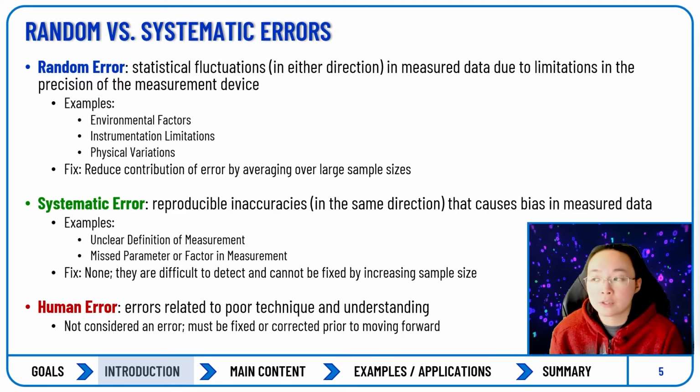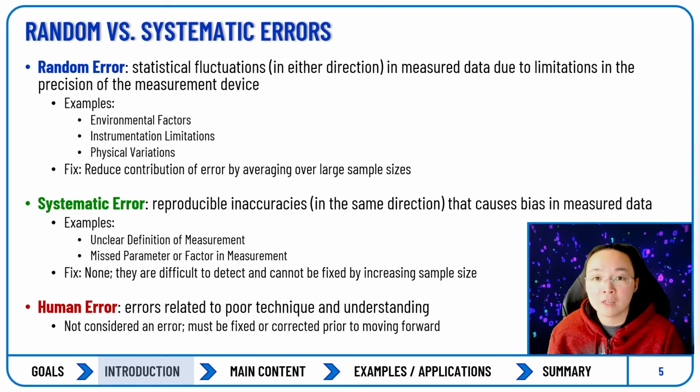So let's start with random versus systematic errors. A random error is a statistical fluctuation in either direction in measured data due to limitations in the precision of the measurement device. This basically means things that you can't control. The limitations of the instrument is something you can't control; it's done by the manufacturer. Physical variations in the system that you can't control. Environmental factors that are outside of your control, like temperature and so on.